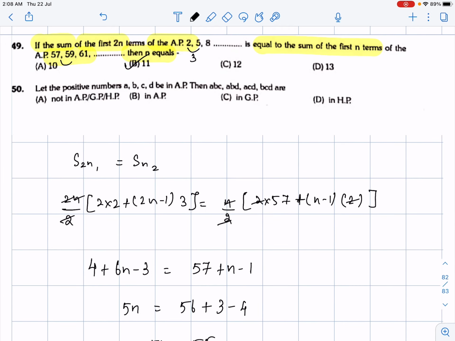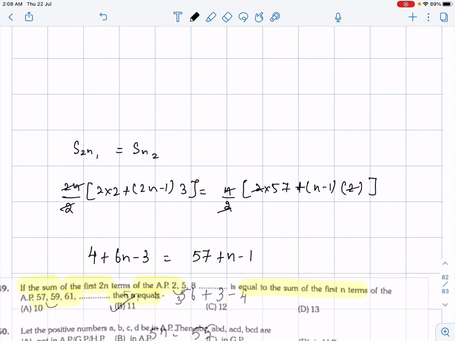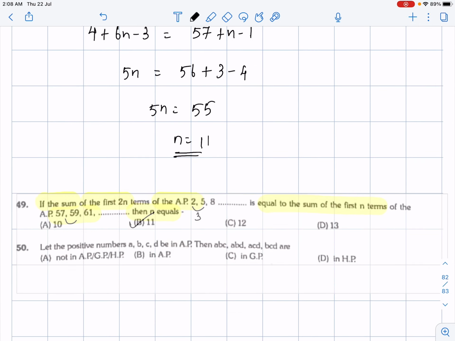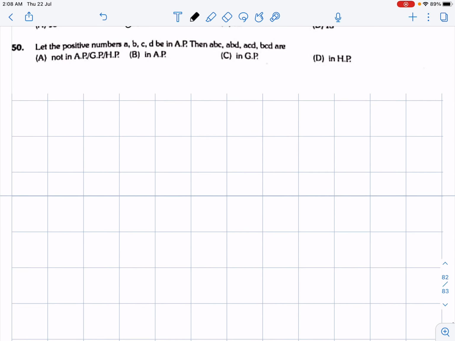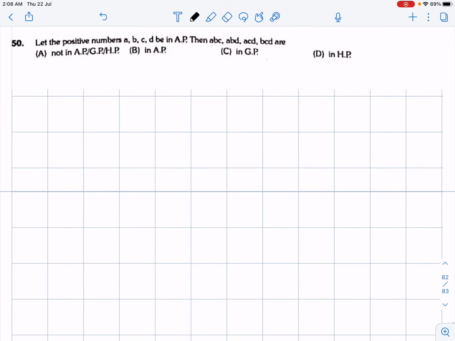Now let's move on to the last question, the 50th one. Let the positive numbers a, b, c, d be in arithmetic progression. One more thing is written over here, that is abc, abd, acd, bcd. They are asking which type of progression it will be.